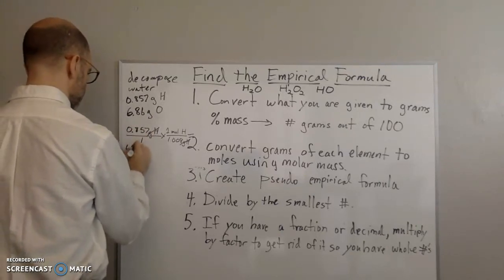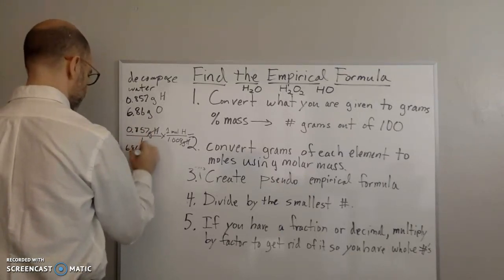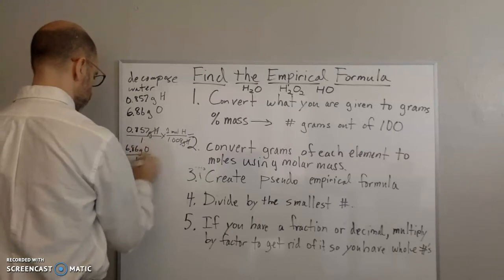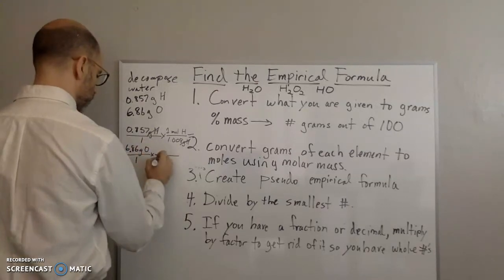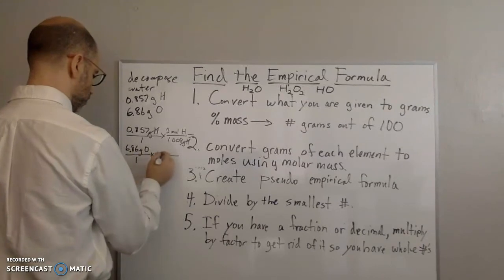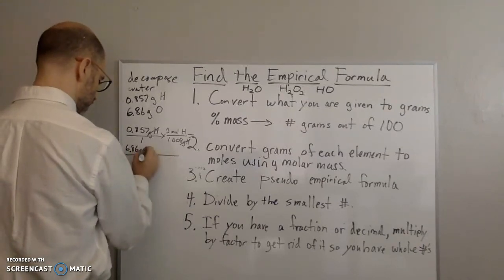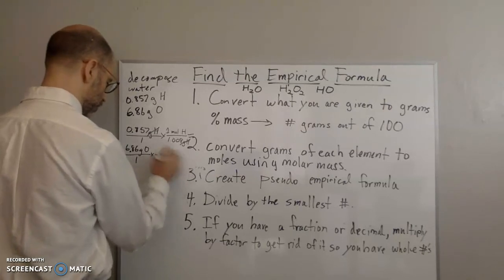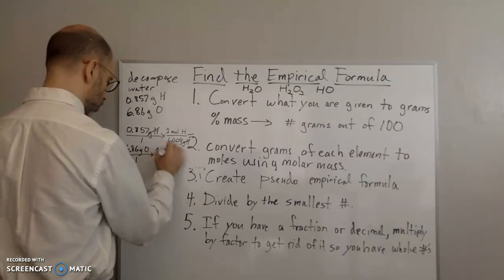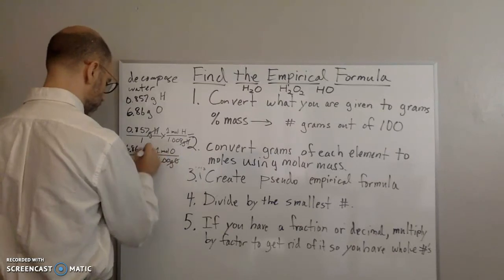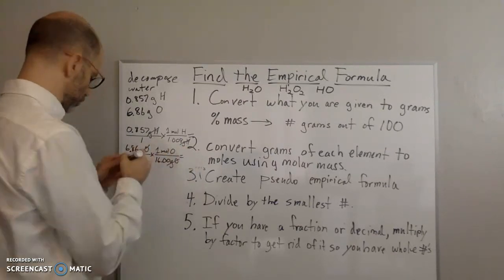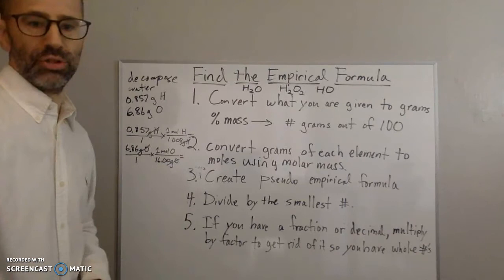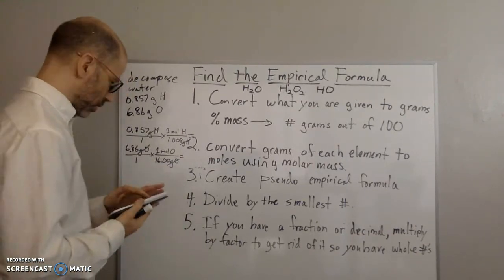So I say 6.86 grams of oxygen, put it over 1, and I multiply by the molar mass, grams on the bottom, 16.00 grams of oxygen, 1 mole of oxygen. Grams of oxygen cancel out. Now I have moles. And so now I use my calculator really quick.